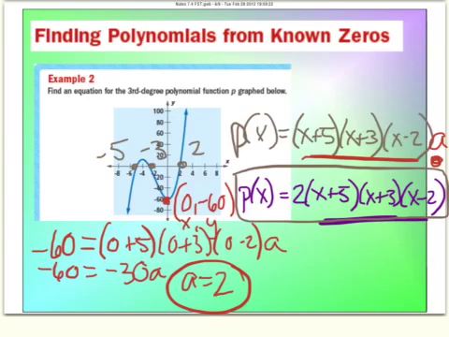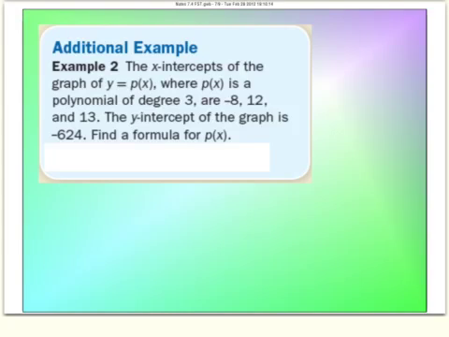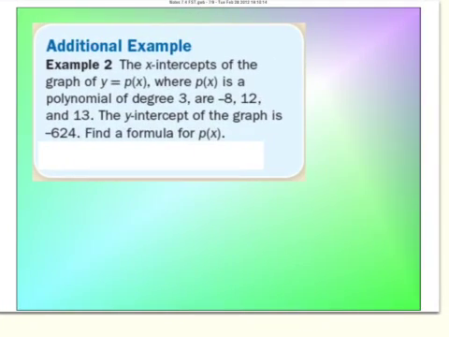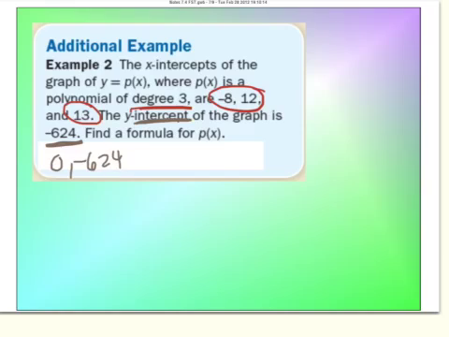Now this additional example is more practice of just the problem we looked at, except they don't have a picture of the graph. They've actually told us that we have a third degree polynomial here, it's a degree 3, and they are calling them the x-intercepts here. They have 3 x-intercepts. Those are the zeros. We do have a y-intercept, by the way, at negative 624. That means 0, negative 624 is an ordered pair that sits on this graph.